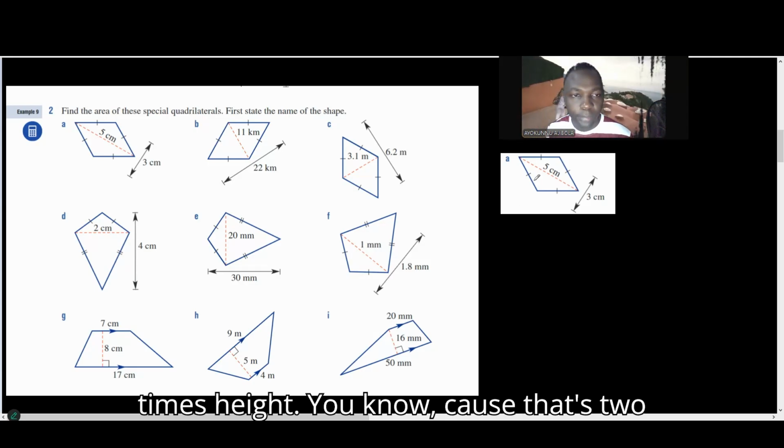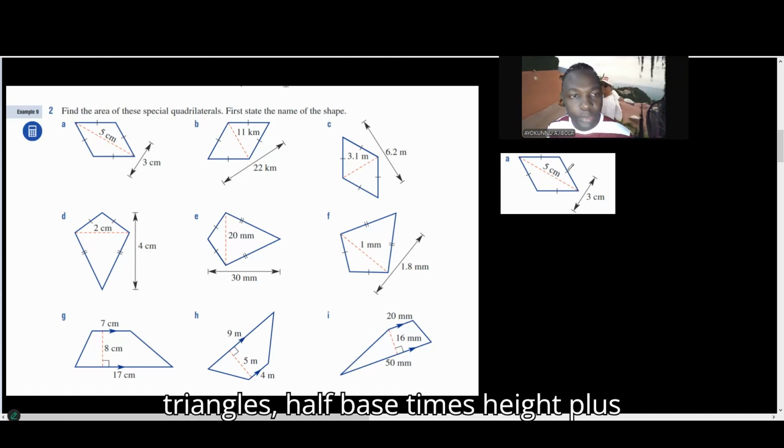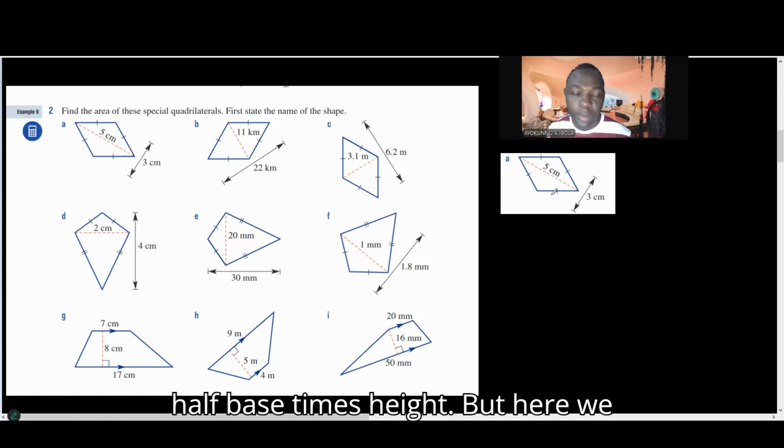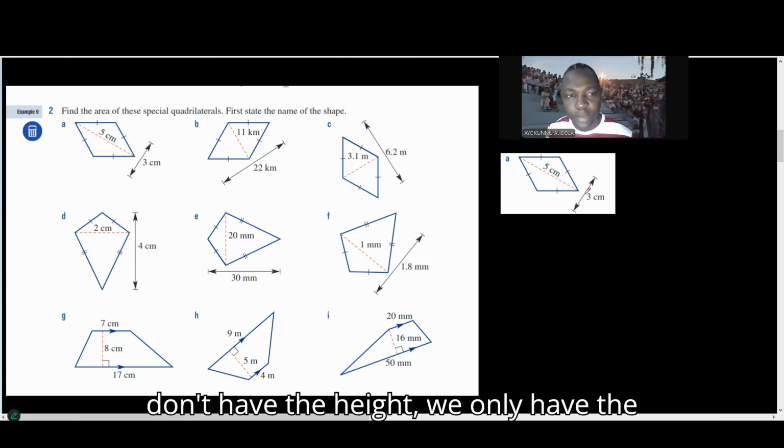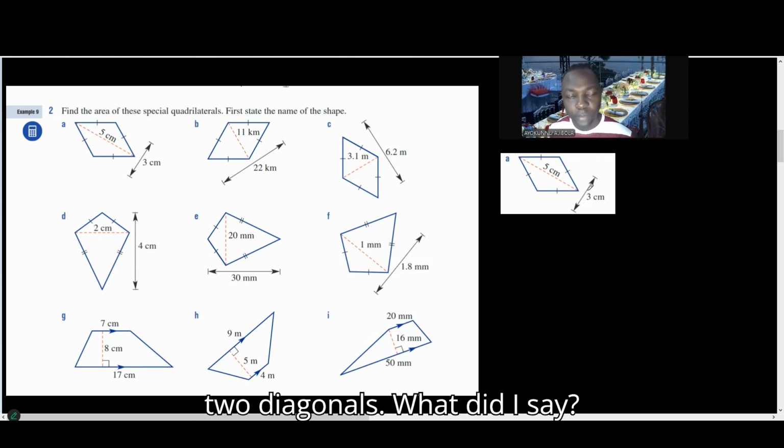And the area of a parallelogram is base times height, because there's two triangles, half base times height plus half base times height. But here, we don't have the height, we only have the two diagonals.